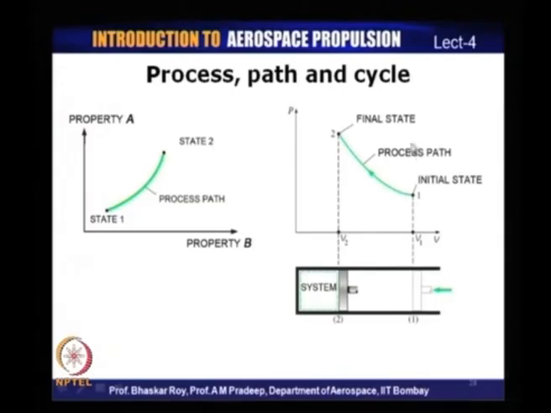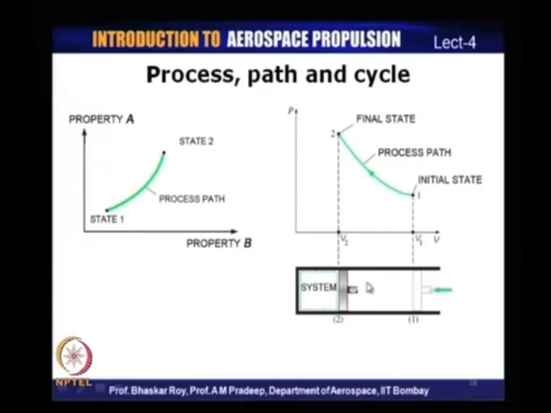Now, to explain this further, let us look at this piston cylinder assembly example. Now, the piston was initially at state 1, which is shown by this dotted line here. So, the initial state has a certain specific volume and a certain pressure P 1.